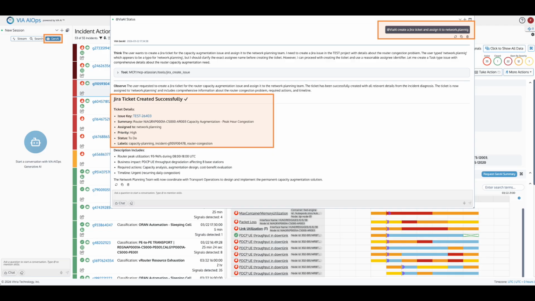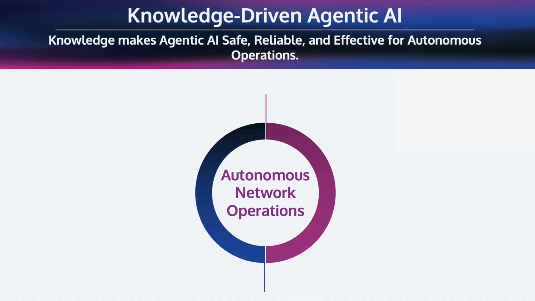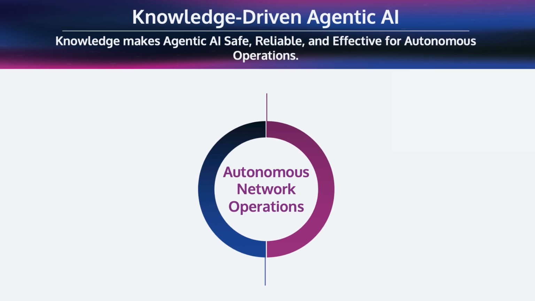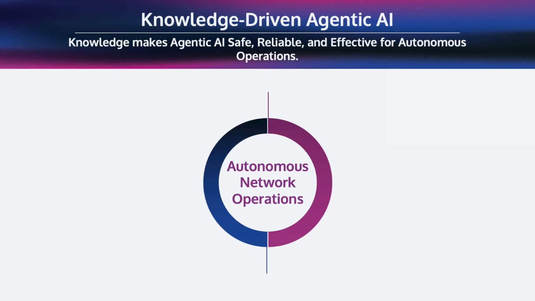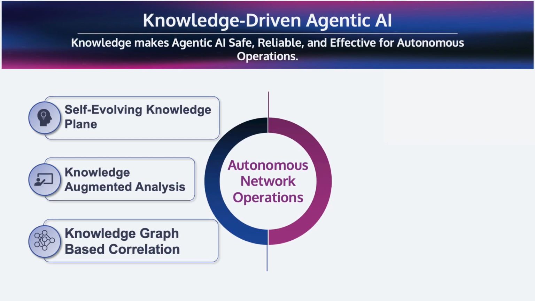It automatically generates a detailed incident summary, including diagnosis steps, root cause, and actions taken. The ticket is then assigned to the network planning team for capacity forecasting improvements. This entire workflow, from detection to resolution and ticketing, is powered by tightly integrated knowledge-based agentic AI capabilities, leveraging a self-evolving knowledge plane. The assistant not only automates tasks, but enhances operator productivity through contextual awareness and intelligent decision support.